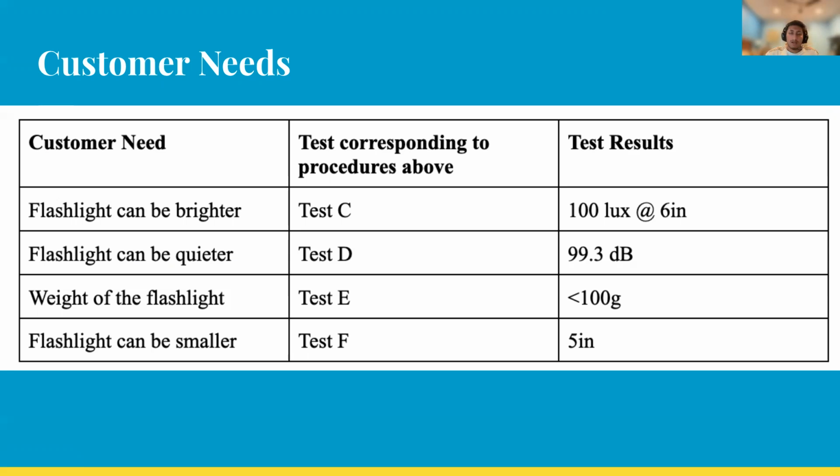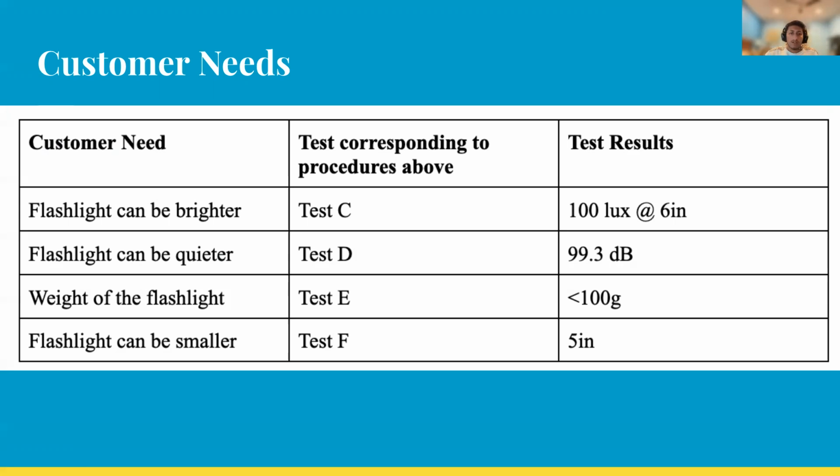The next test we conducted, test E, was a test to measure the mass of the flashlight and to determine a benchmark for our redesign. While the weight of the flashlight was not a customer complaint, we did want our proposed redesign to be heavier than the original product. Therefore, we used a balance to determine the mass of the original flashlight in grams. And we determined that the original flashlight was just under 100 grams.